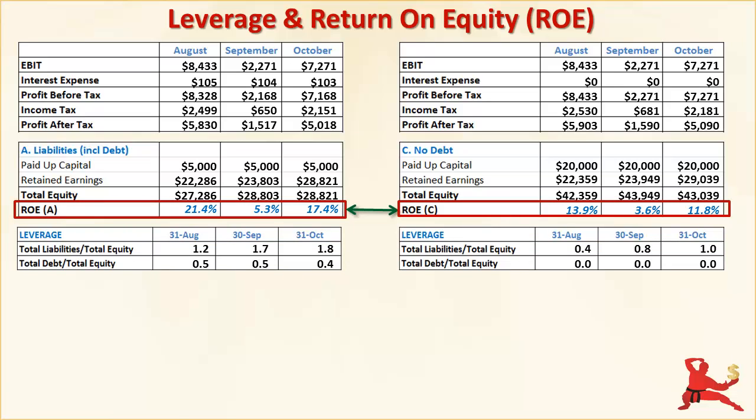Compare the return on equity in A, where there is use of debt, and in C, where there is no debt. See how the return on equity in A is higher than in C? Now, this can go the other way if interest rates went through the roof and you had a lot of debt. That's the thing about using debt financing. It can amplify your earnings, but it can also cut the other way.